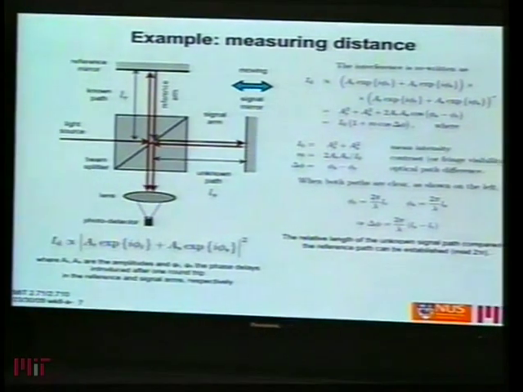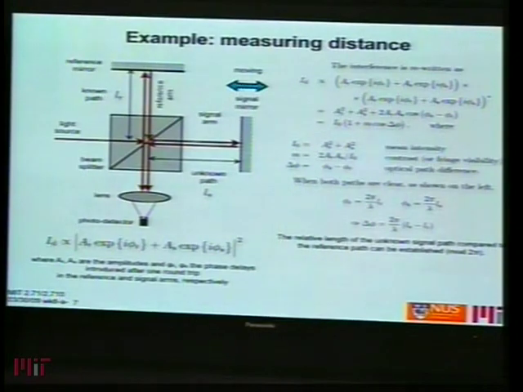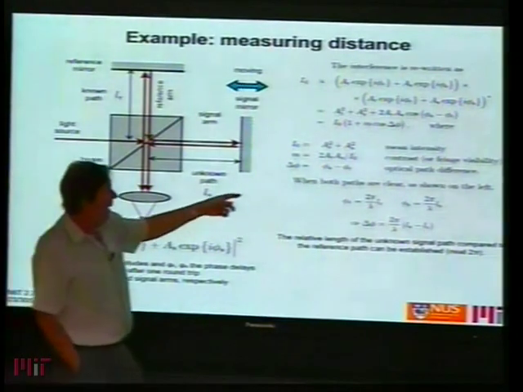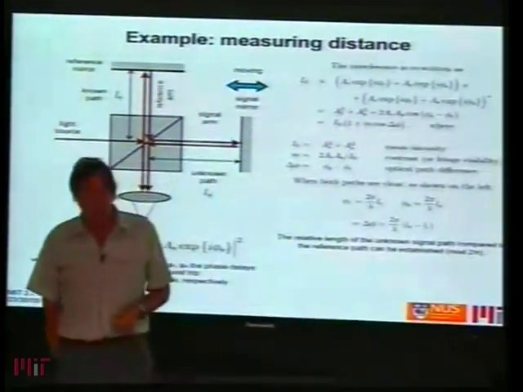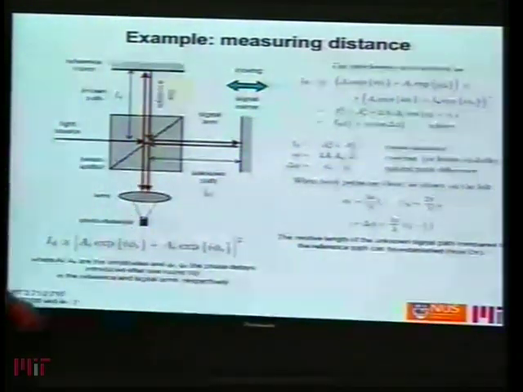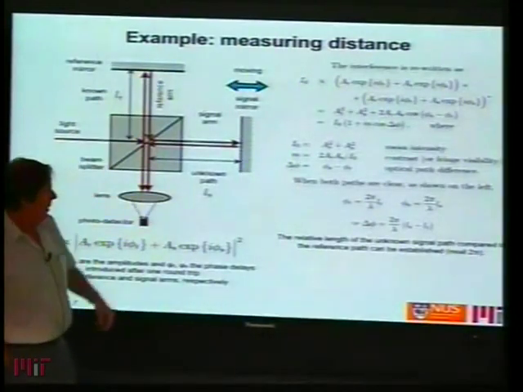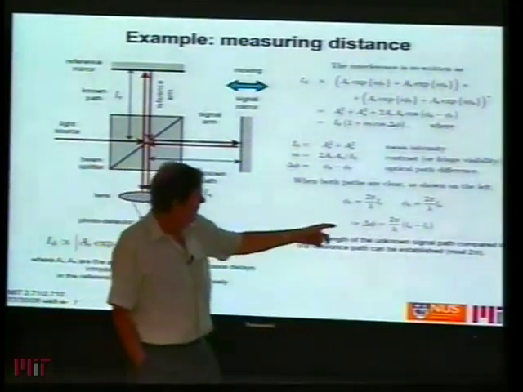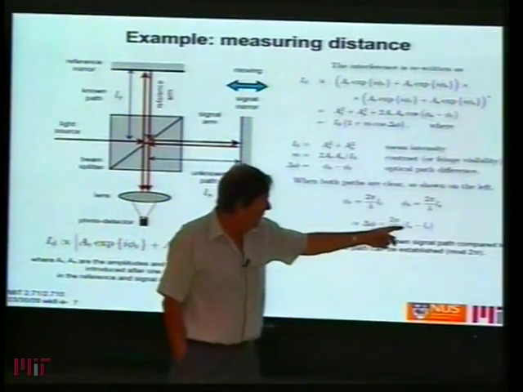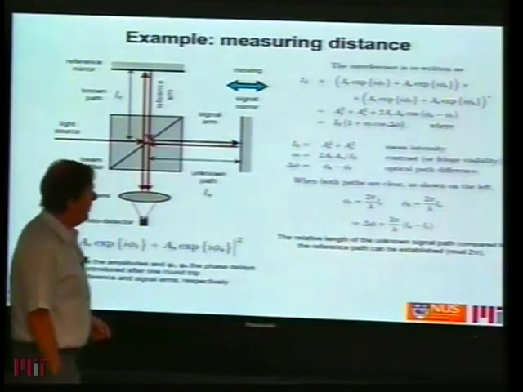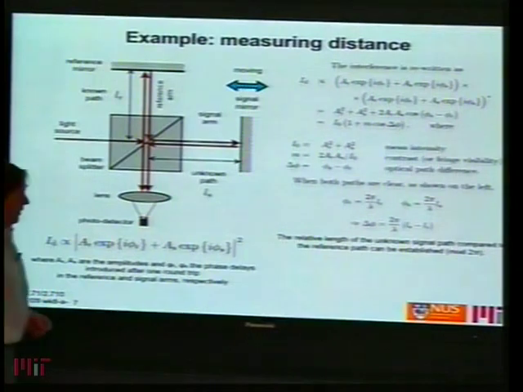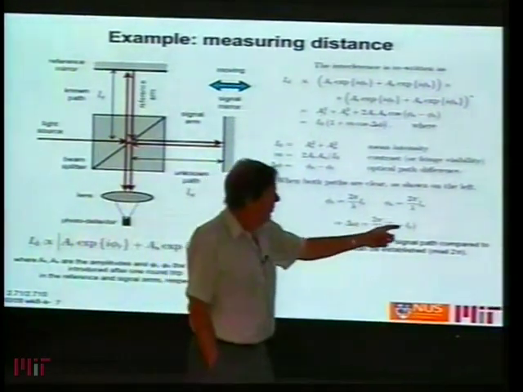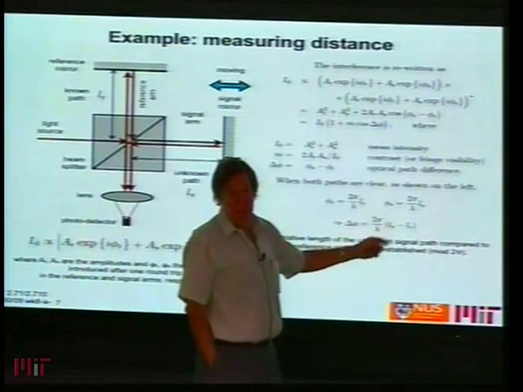earlier. Right, so as it says, when both paths are clear, then these phases are just directly proportional to the distances, L_S and L_R, and so the phase difference is just K times the difference in the two paths. Right, so therefore, if you measure the signal, and you know what the wavelength is, you can measure what the difference in those two distances is.